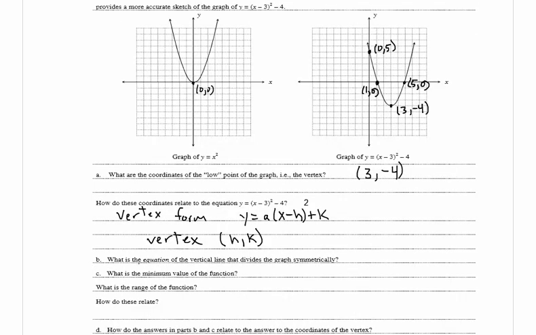In B, it asks, what is the equation of the vertical line that divides the graph symmetrically? Our axis of symmetry is going to be a vertical line that goes through the vertex. So it's going to be the line x is equal to 3.